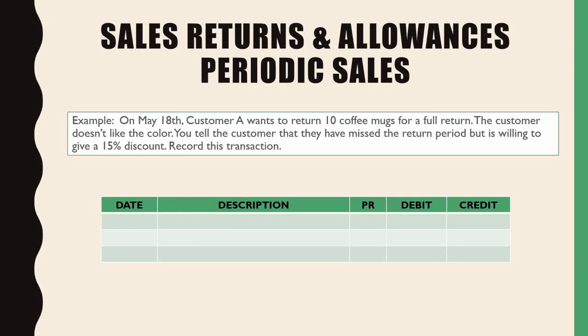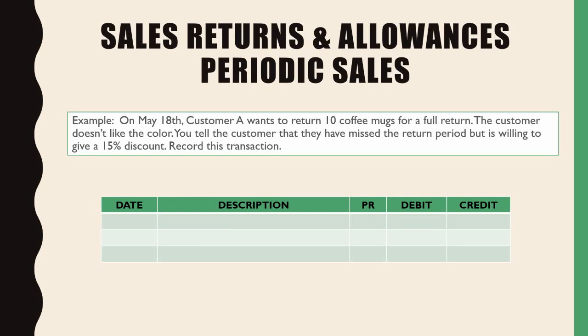So in this case, on May 18, customer A wants to return 10 coffee mugs for a full refund, and the customer doesn't like the color. You tell the customer that they have missed the return policy, so you offer them an additional 15%. They're probably in your store yelling at you, saying, no, I'm not happy with this product, I demand a full refund, I don't care what your company policy is.